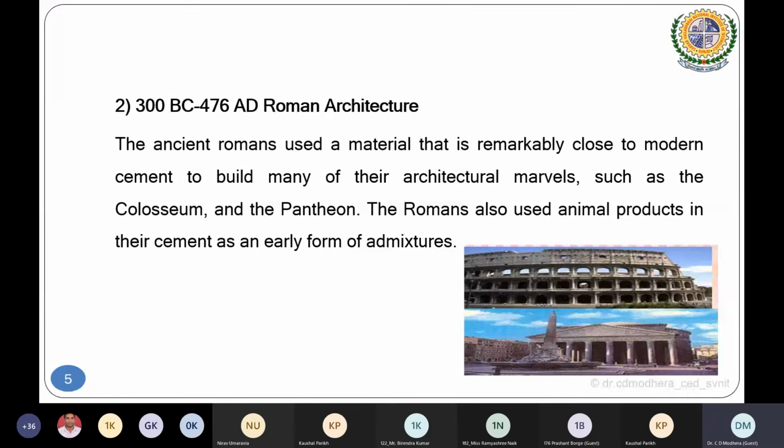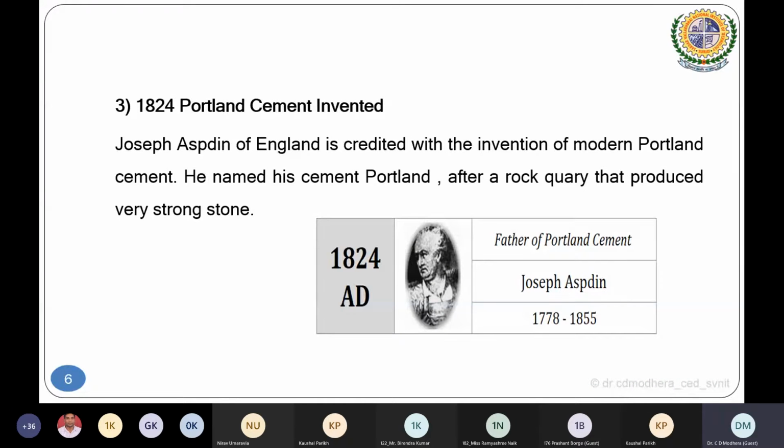Then comes 300 BC, the Roman architecture. The ancient Romans used a material that is remarkably close to modern cement to build many of their architectural marvels, such as the Colosseum and Pantheon. The Romans also used animal products in their cement as an early form of admixture. So remember, knowingly or unknowingly, they put animal product in concrete or mixture, and later on it was found that they act as admixture. Basically, from this onward, we are now knowing what is OPC.